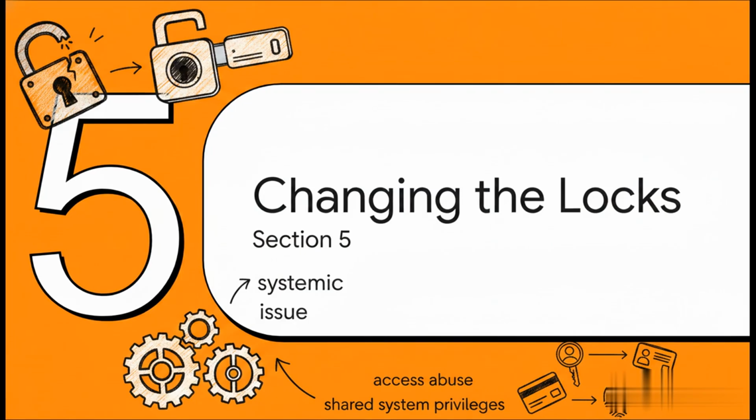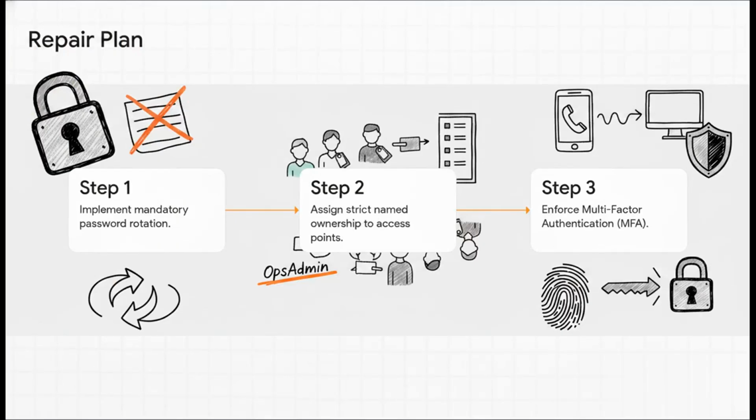Section 5. Changing the corporate locks. Now, finding the culprit is great, but it isn't the end of a mature business process. Because as satisfying as all that boardroom drama is, the true value of this case study lies in how the organization actually fixes the underlying systemic issue. Strategy lead Maya Carter, who remember, was the primary victim of those secretly altered documents, steps up. She chooses to prioritize strict governance over revenge or spectacle. And she lays out a really pragmatic 3-step repair plan.